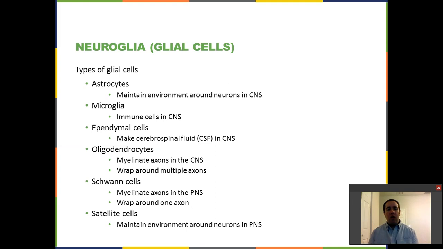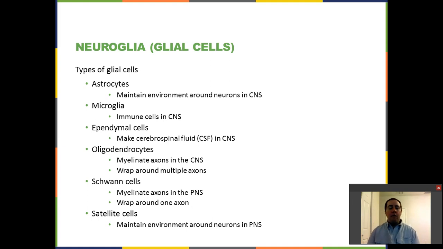Another type of neuroglia are the ependymal cells. We'll talk about cerebrospinal fluid in probably lecture next week, and definitely in the lab that goes with this. So that's lab 5. That is abbreviated CSF for cerebrospinal fluid. That is the liquid that surrounds our brain and our spinal cord. And the cells that make that cerebrospinal fluid are called ependymal cells.